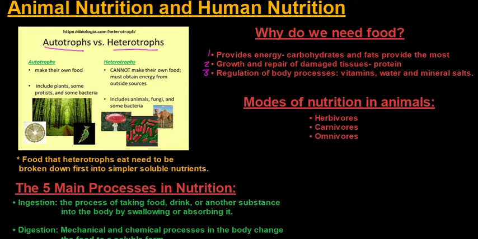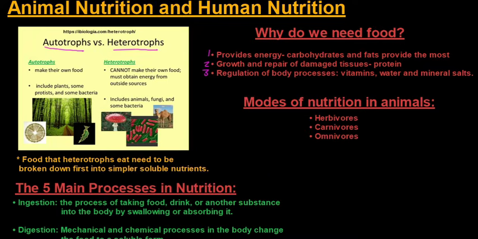Now, there are three modes of nutrition that you need to know that are found in animals, and I won't be spending a lot of time on this because you know them quite well already, because you've done this in grade 8 and you've repeated it quite a few times since then. So the first one is herbivores. These are plant-eating organisms. Carnivores are meat-eating organisms, and then omnivores are a combination of the two, being able to eat plant and meat food.